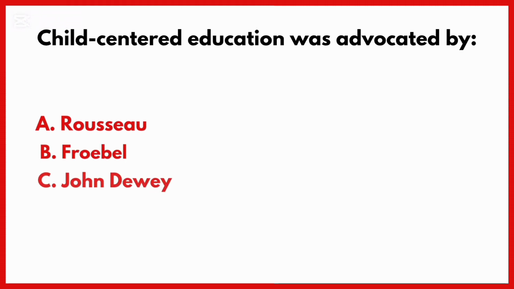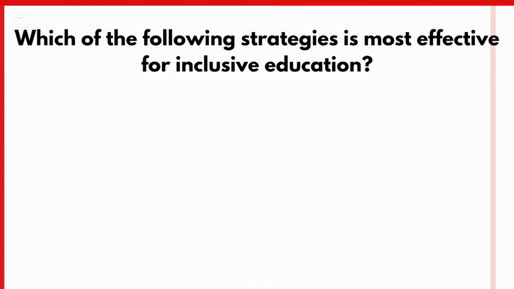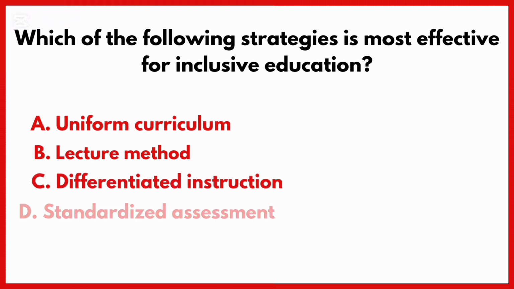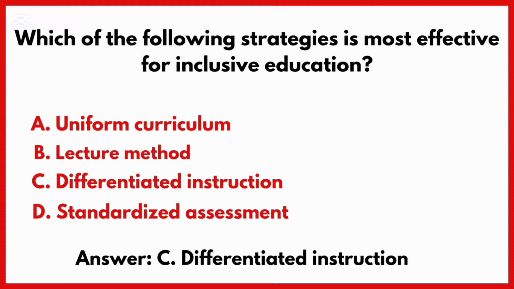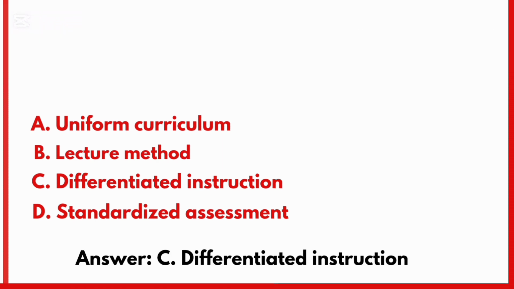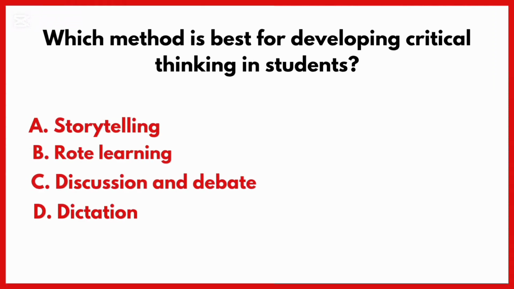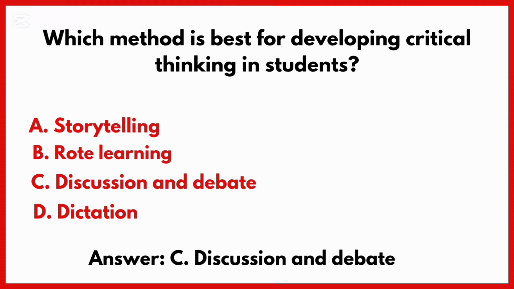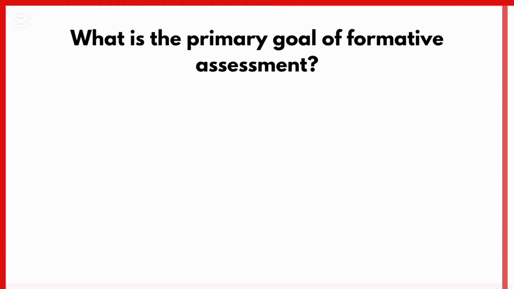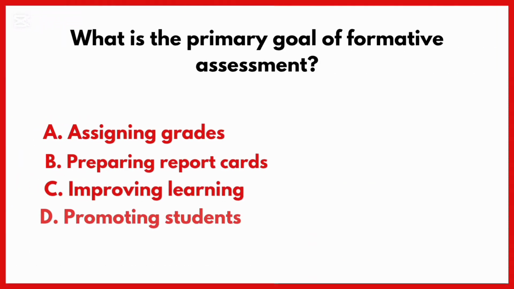Child-centered education was advocated by. Correct answer is option C. John Dewey. Which of the following strategies is most effective for inclusive education? Correct answer is option C. Differentiated instruction. Which method is best for developing critical thinking in students? Correct answer is option C. Discussion and debate. What is the primary goal of formative assessment?